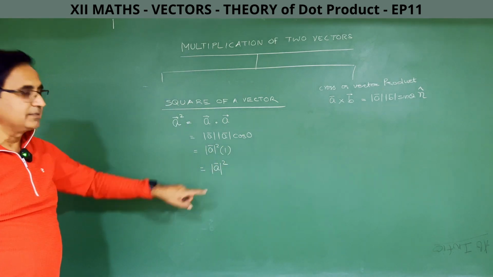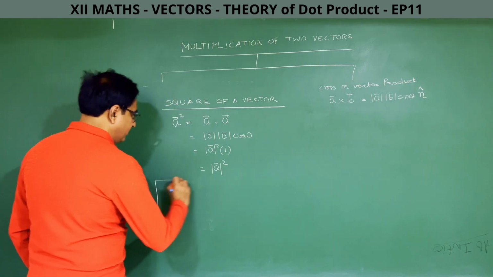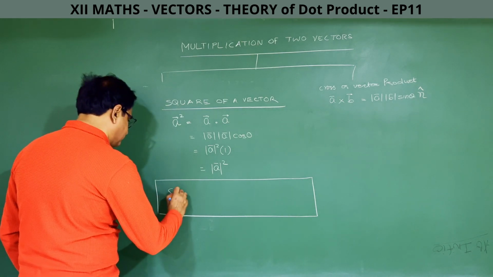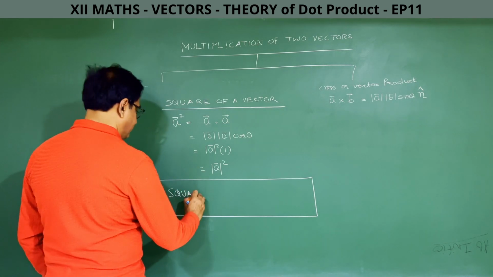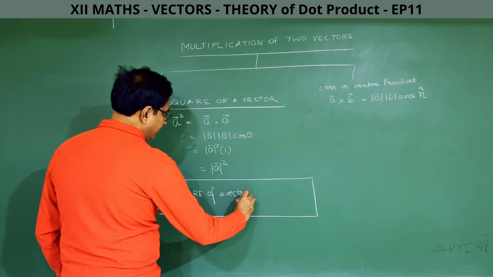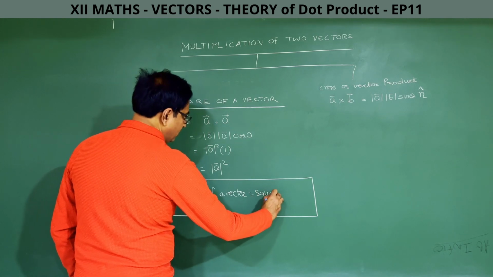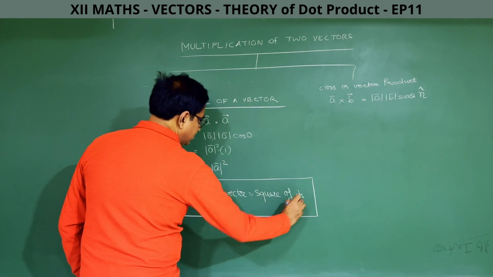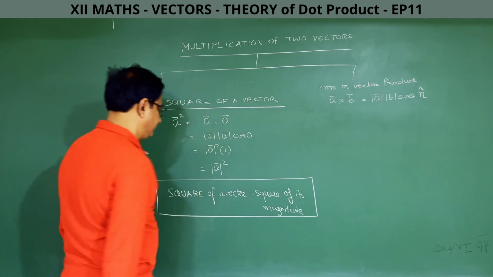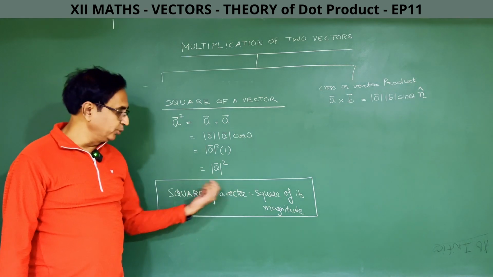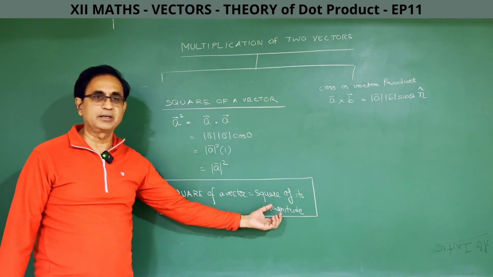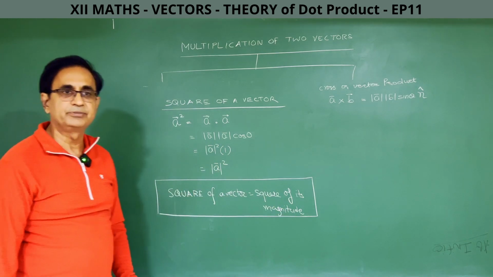So now from this I am going to use a very famous statement, which will be used in a lot of numericals. That's why I put it in a box. Square of a vector is equal to square of its magnitude. So this line will be used to go from the world of vectors to the world of scalars, or conversely from the world of scalars into the world of vectors.